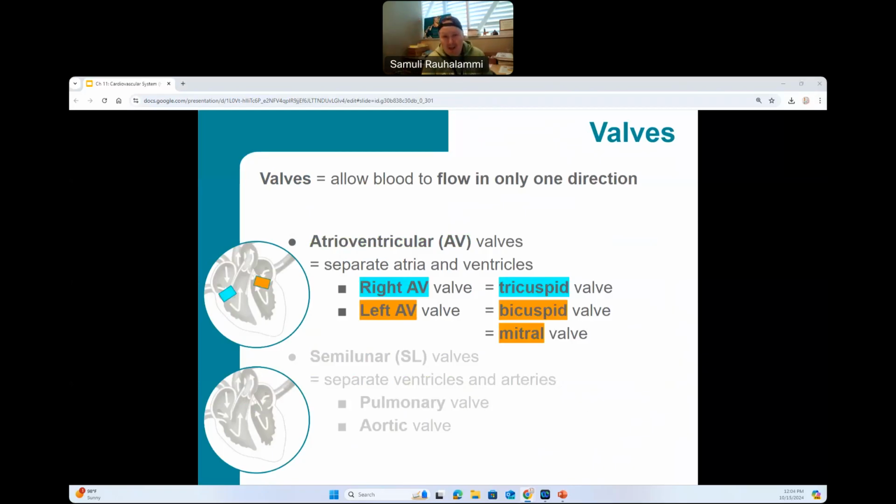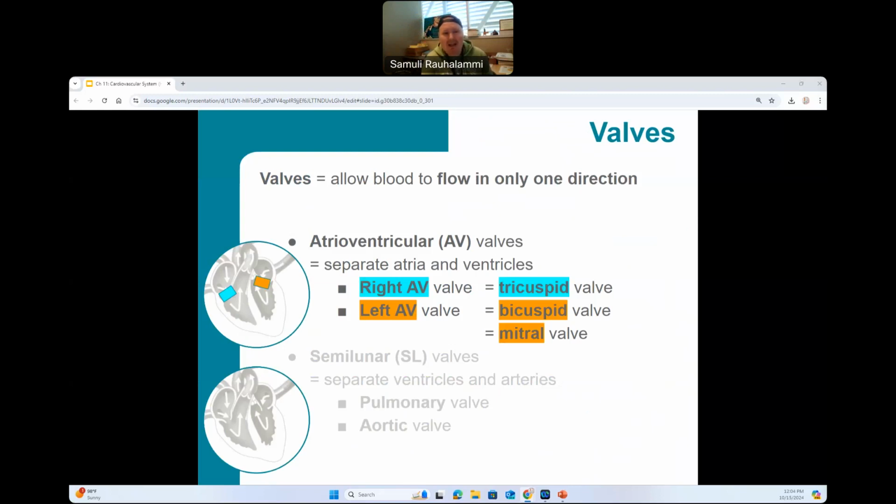ventricle. So these atrioventricular valves are open during relaxation of the heart when the blood passively fills the atrial chambers. Then the atrioventricular valves get closed during the ventricular contraction to prevent the blood from going back to the atria, again making sure that we have this unidirectional flow.